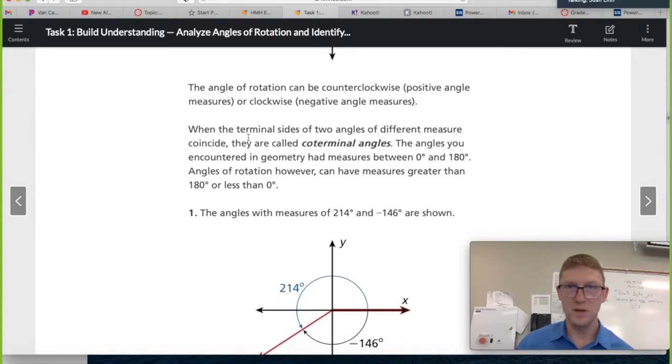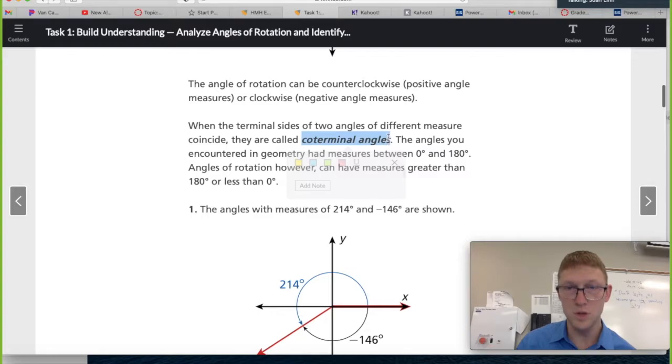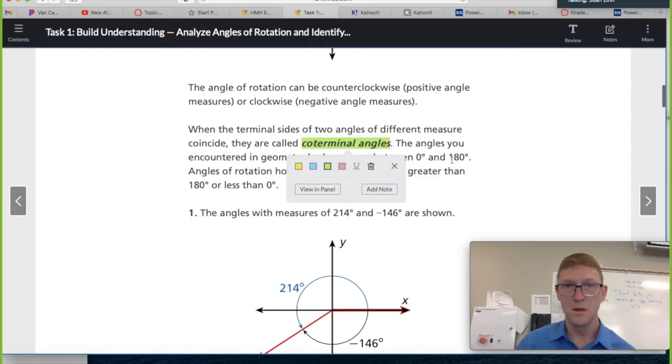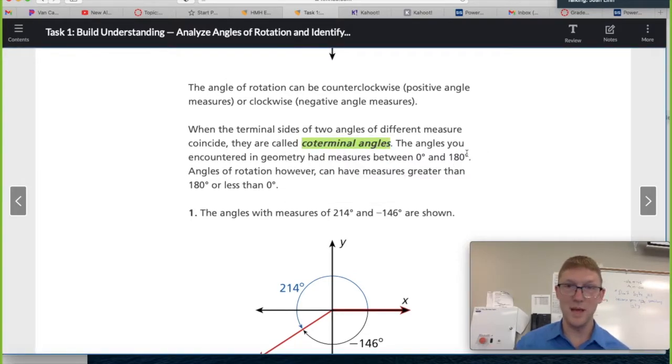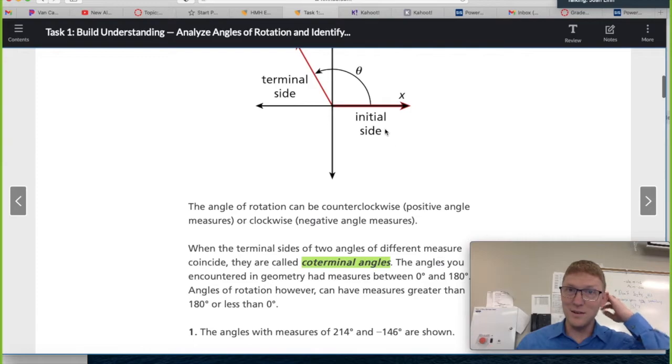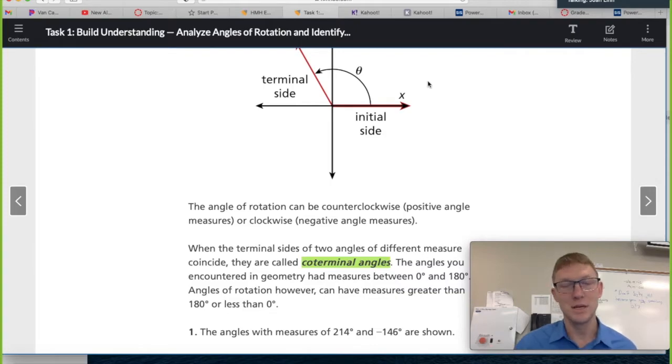When the terminal sides of two angles of different measures coincide, they are called coterminal angles. So if you have two angles and their terminal sides end up on the same spot, then they are coterminal angles. I told you our positive thetas go around counterclockwise. So hopefully you can imagine that a negative theta would then go clockwise.